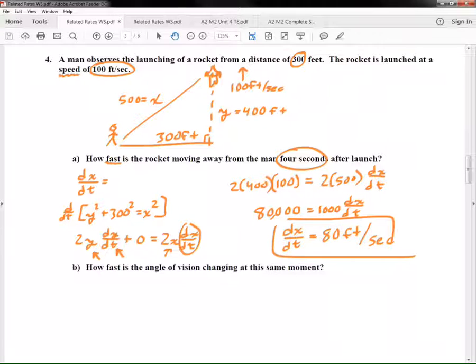Next, let's get a black pen here. We got: how fast is the angle of vision changing at the same moment? Well, we got 3 angles, so let's figure out what it's talking about. Is it talking about this angle right here? No. There's that angle or this angle. This doesn't look like an angle of vision. This one definitely would be.